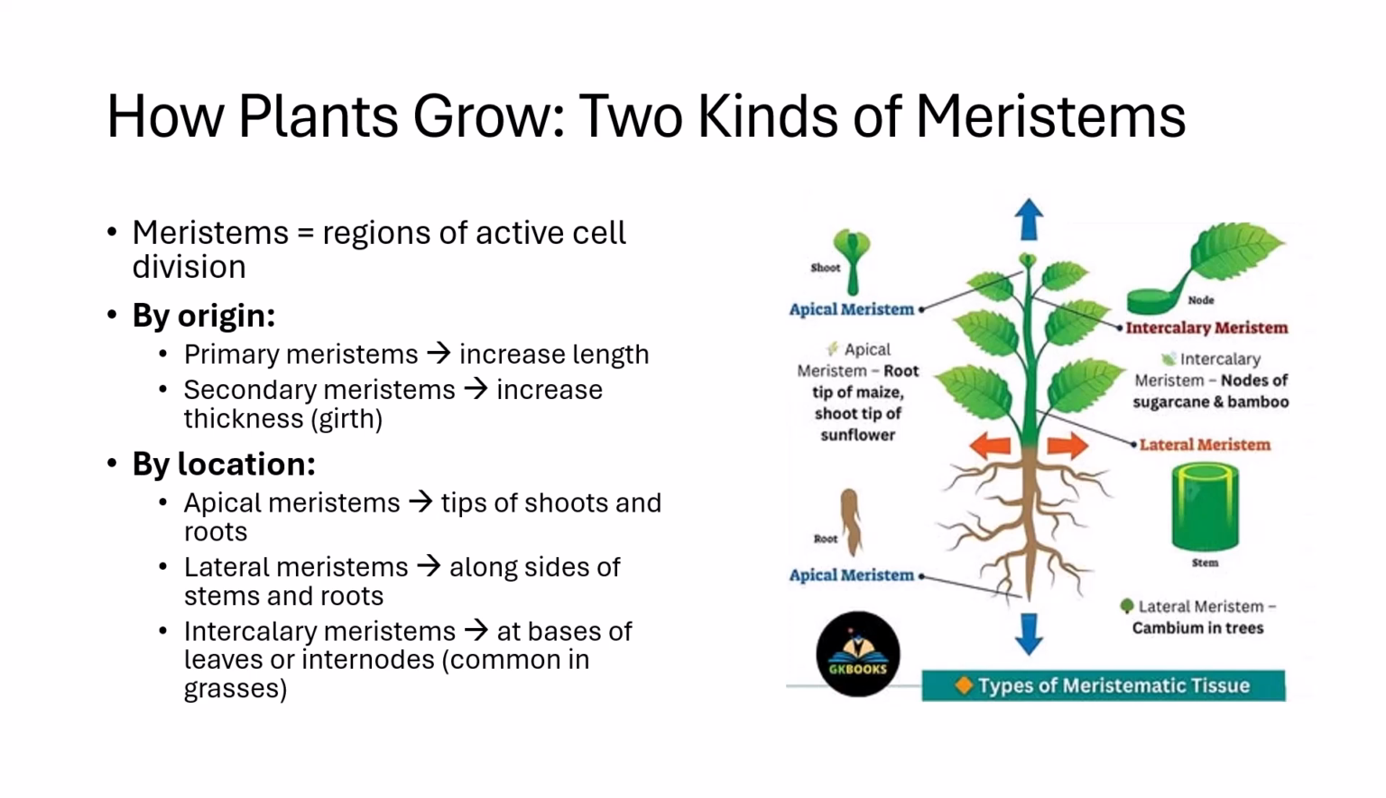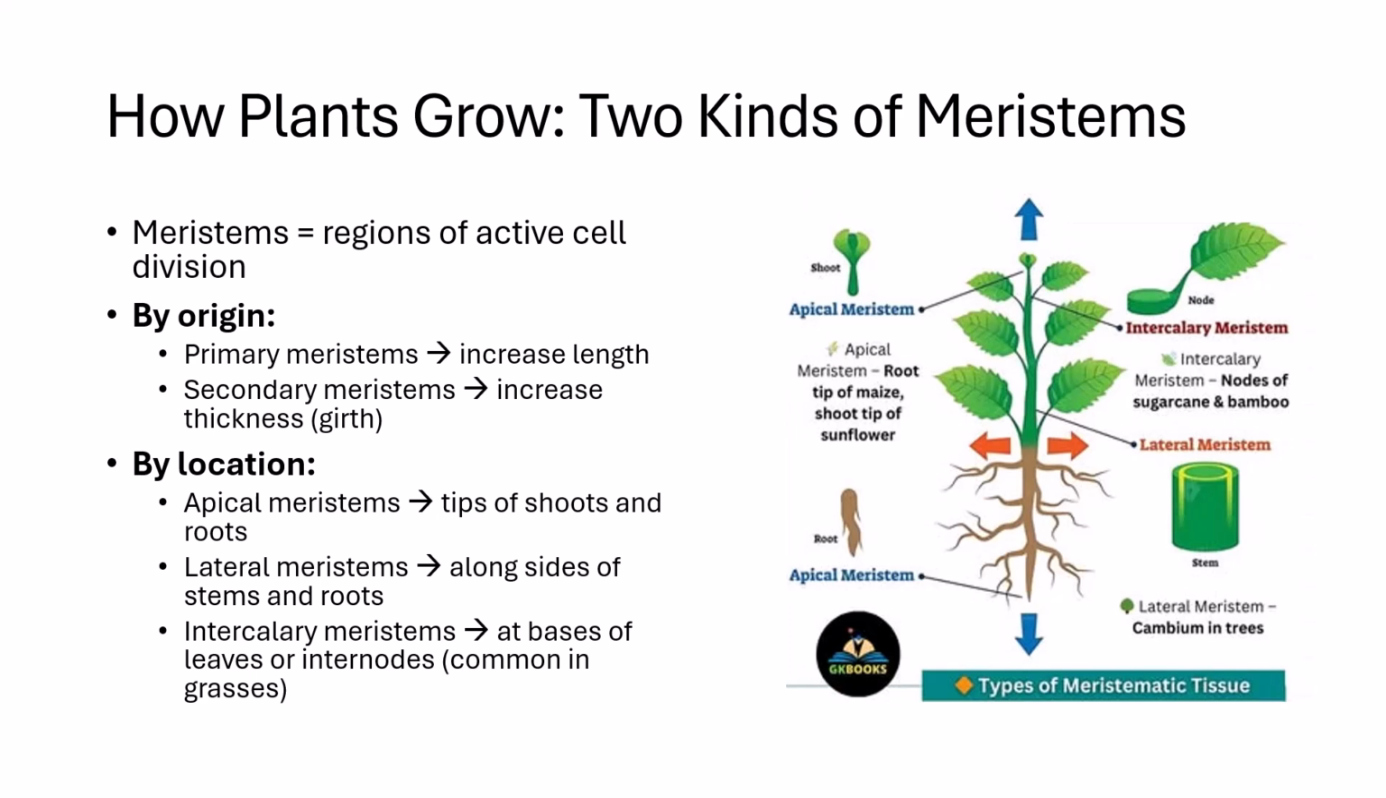Let's start with how plants grow. Plants grow in specific regions called meristems, which are areas of active cell division. We can actually classify meristems in two different ways, by origin and by location. By origin, we talk about primary meristems, which are responsible for increasing the length of the plant, and secondary meristems, which are responsible for increasing the thickness or girth of stems and roots.